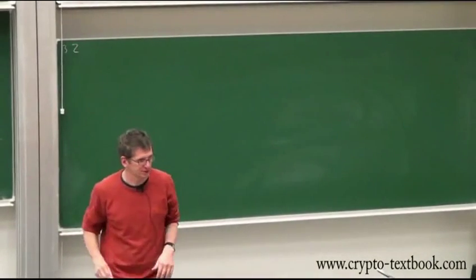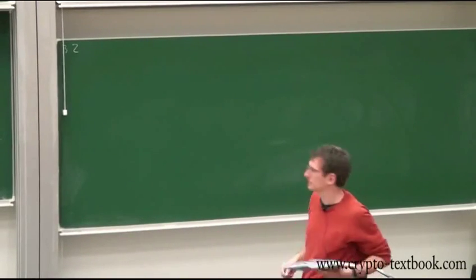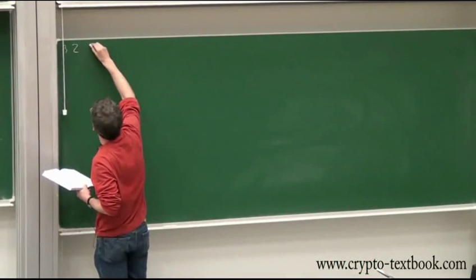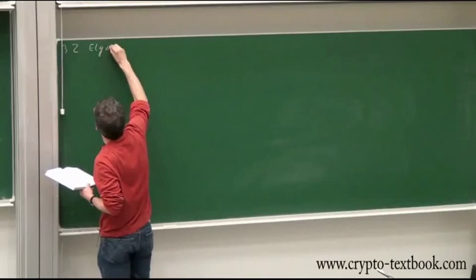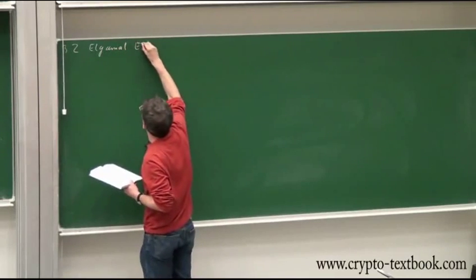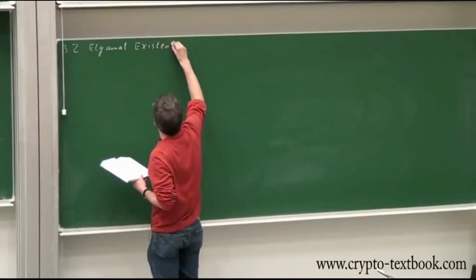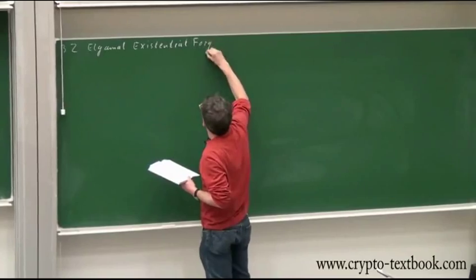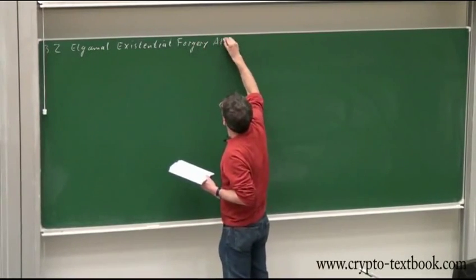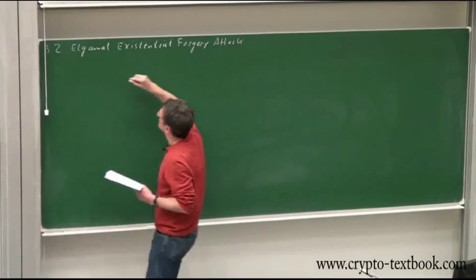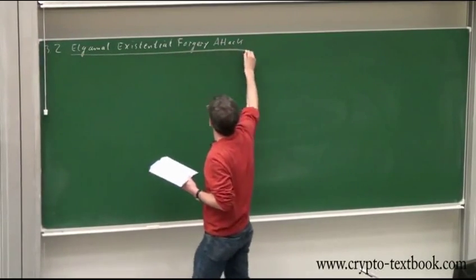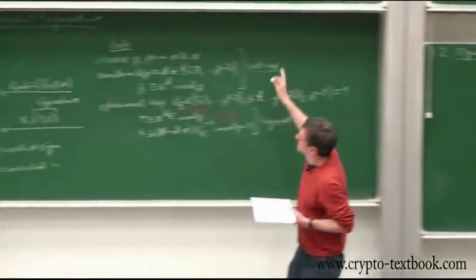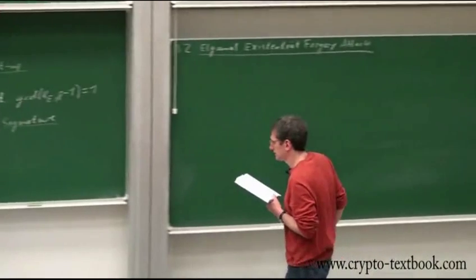And that would be chapter 3.2. Elgamal existential forgery attack. Okay, we immediately start with this protocol here.